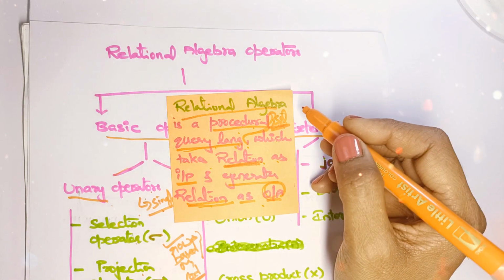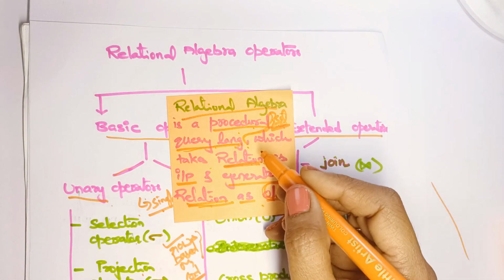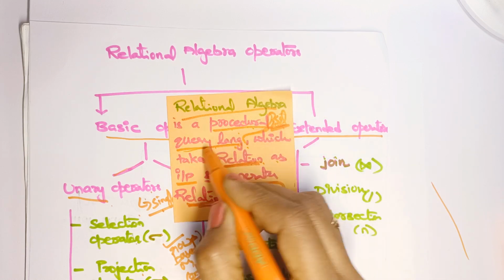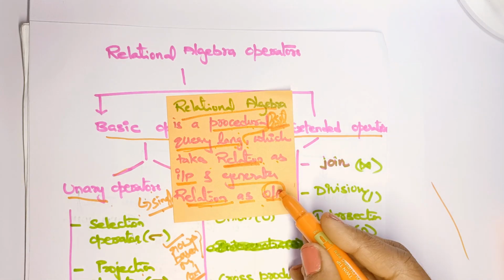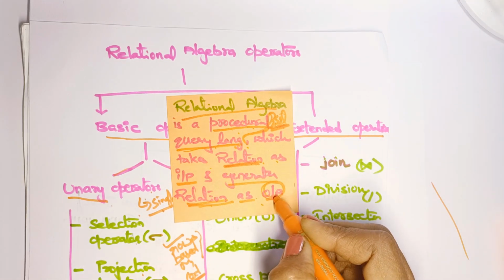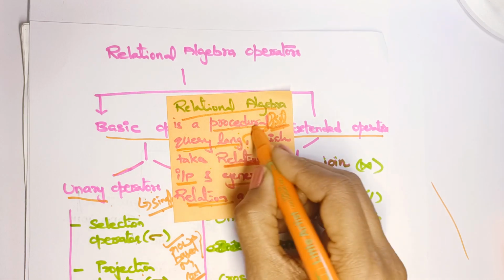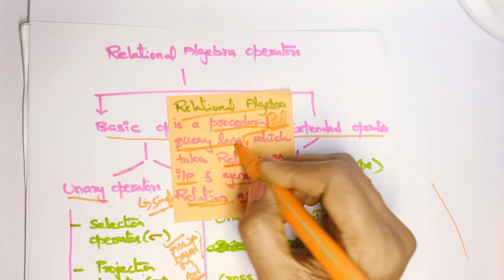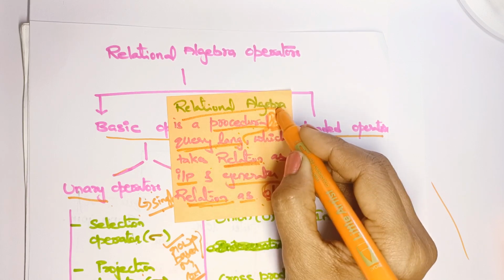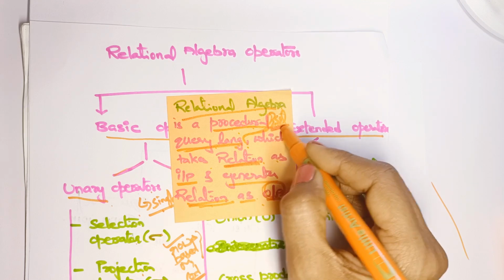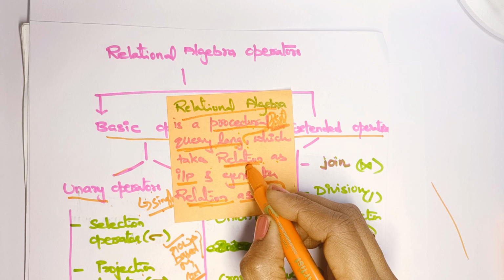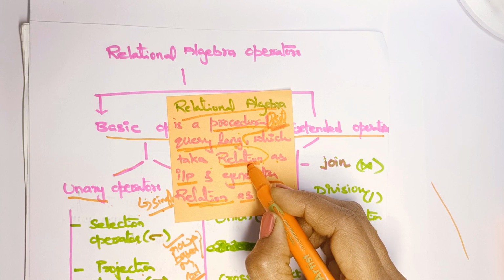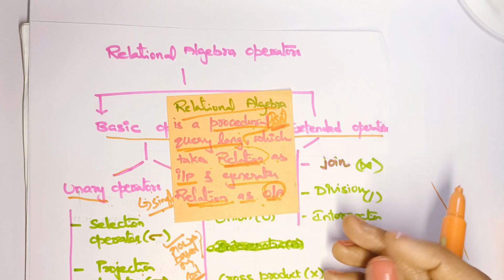Now we will see what is relational algebra and relational algebra operators. First we will see what is relational algebra. Relational algebra is a procedural query language which takes relation as input and generates relation as output. Here, relational algebra being a procedural query language means, for example, SQL is a procedural query language. So for these relational algebra operations, you can write the SQL commands also. And here it takes the relation as input, which is nothing but a table. It will take a table as input and produce a table as output.